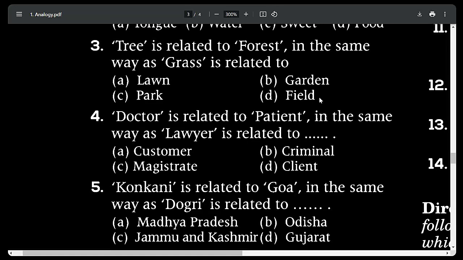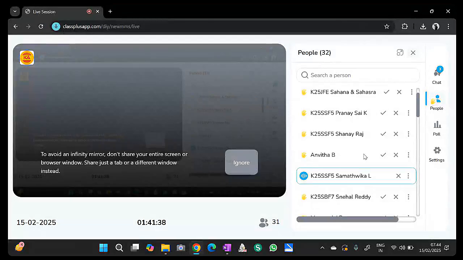Dogri is to Madhya Pradesh. Why? What is Dogri? First of all, what is Konkani? What is Goa? And what is the relation between them? Sir, states and capitals. Yeah, Goa capital is Konkani. No. Then, sir, you know or you don't know. Sir, I didn't understand the question. Okay, I'll explain later. First, listen to other students.